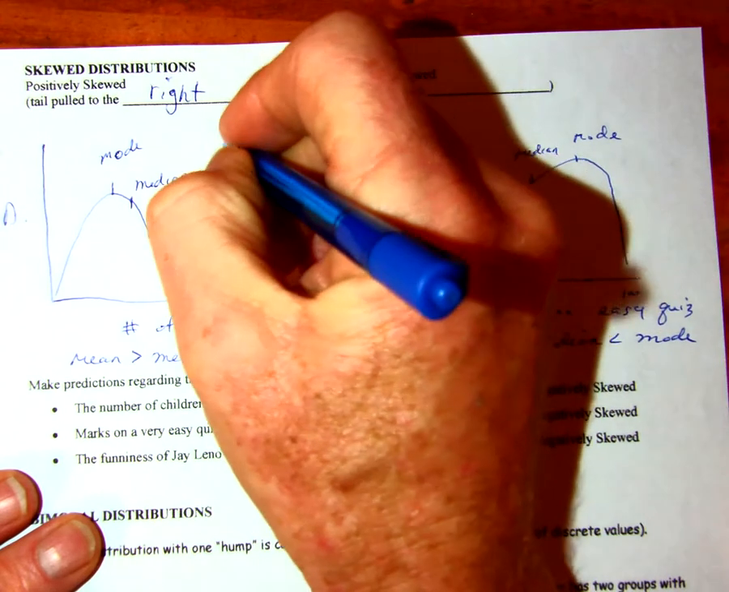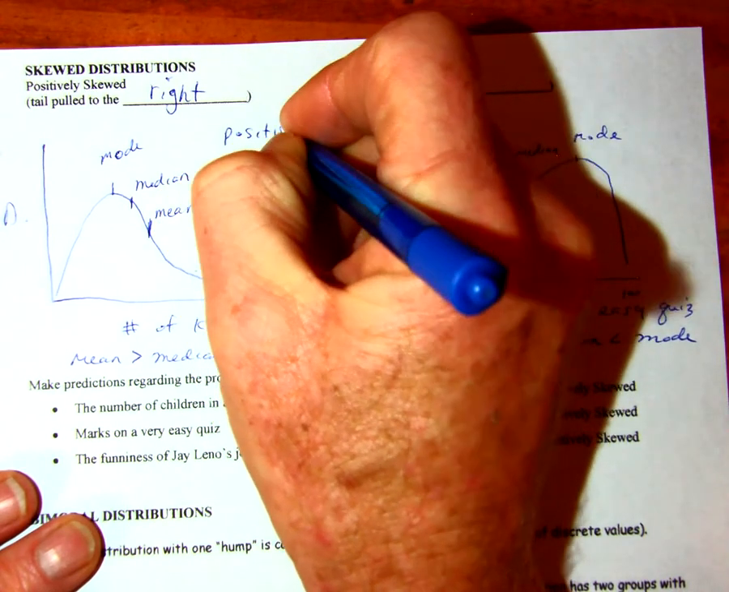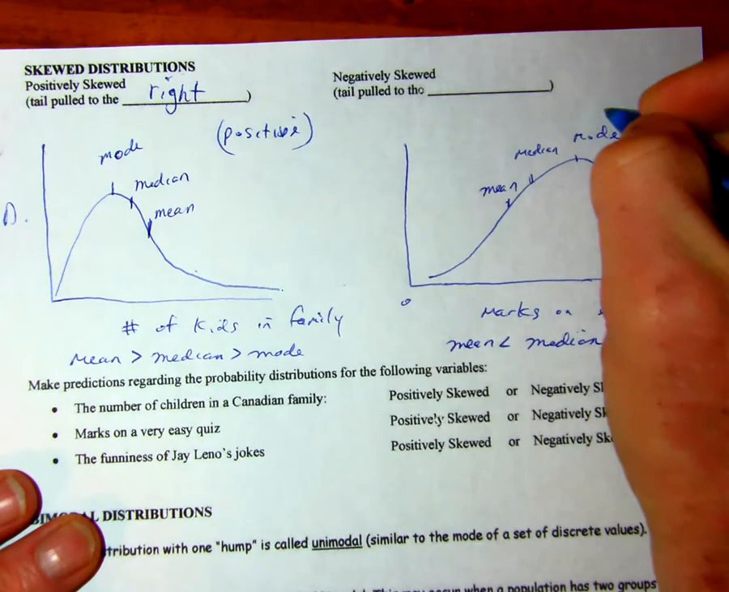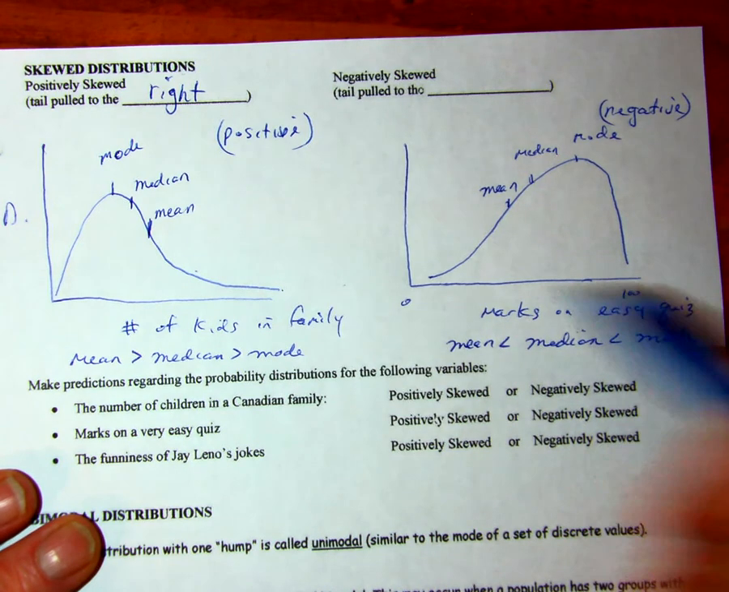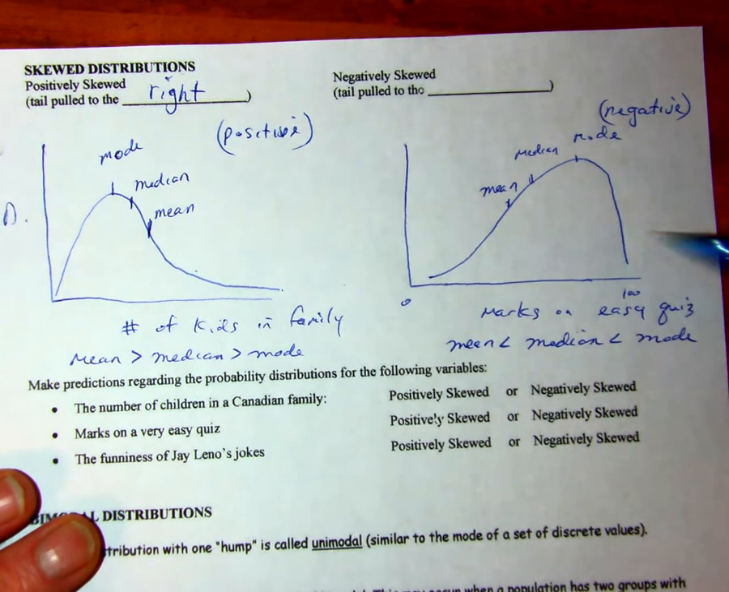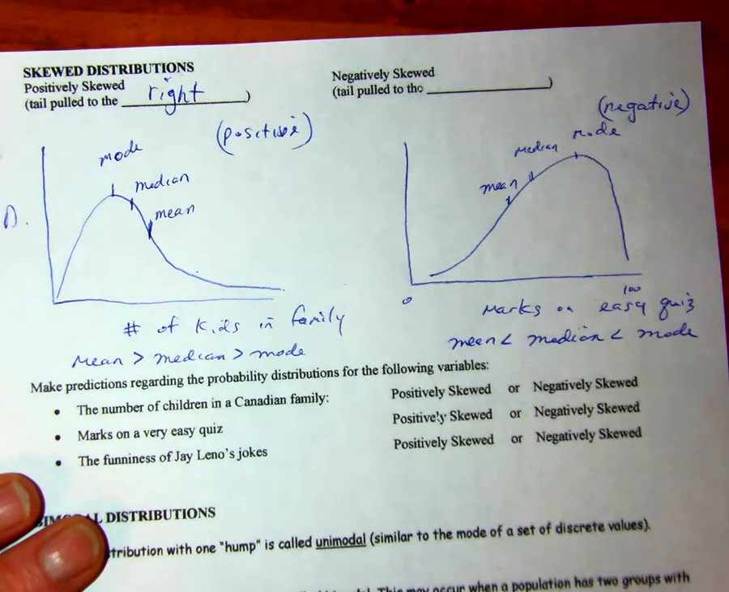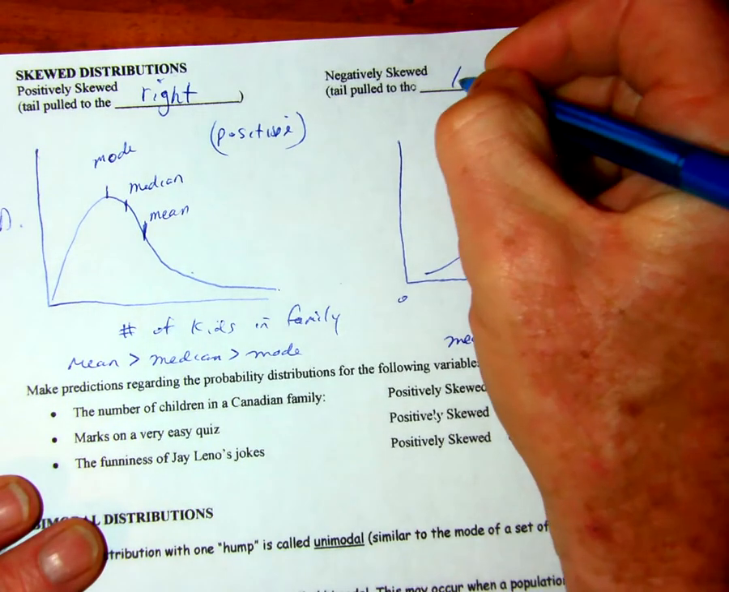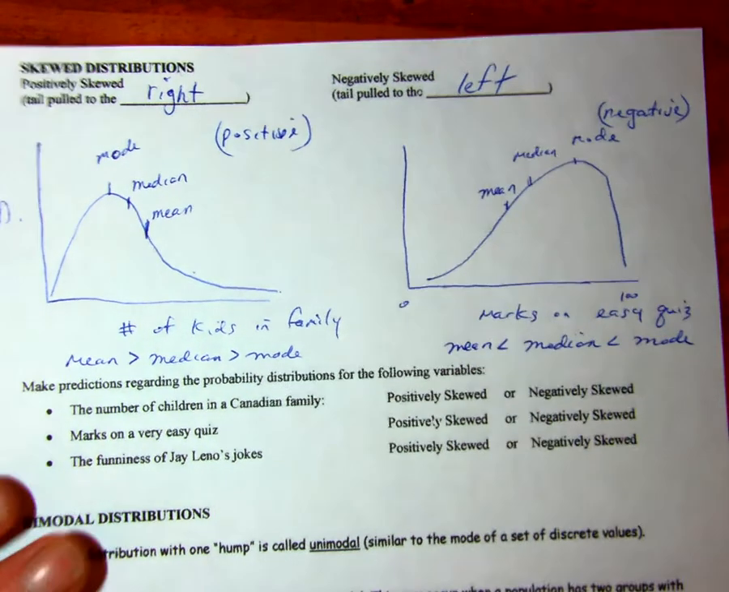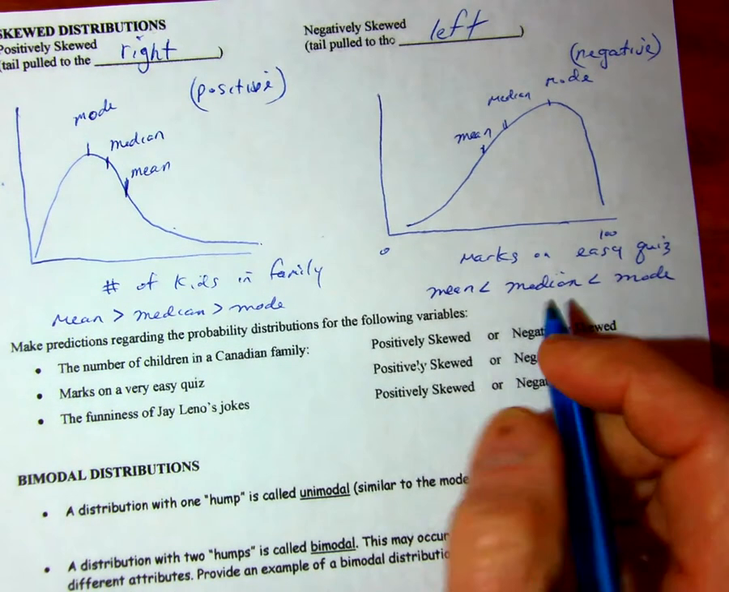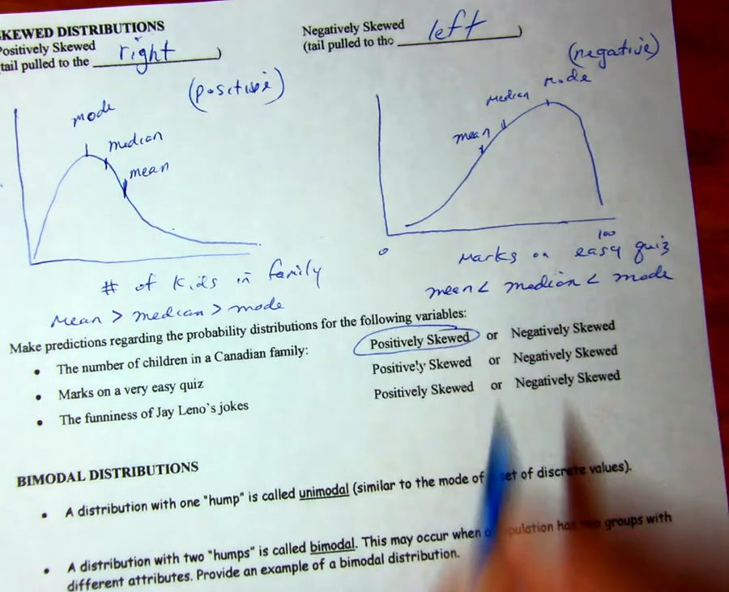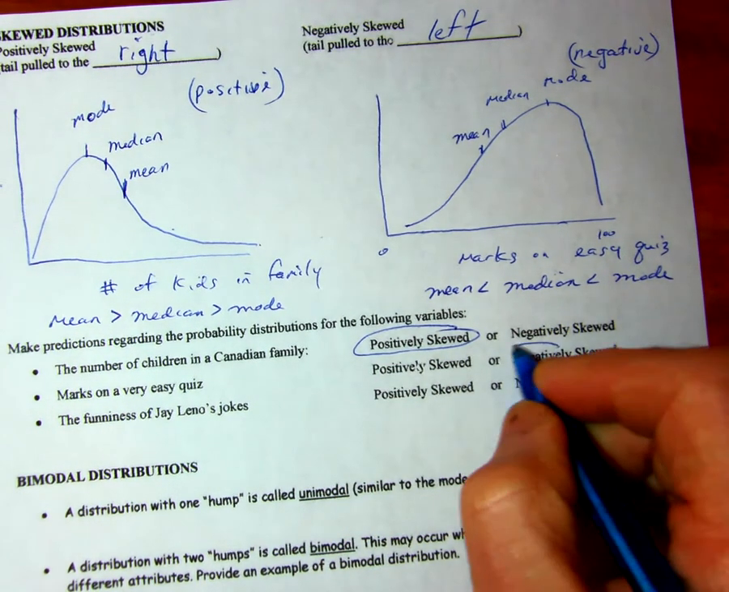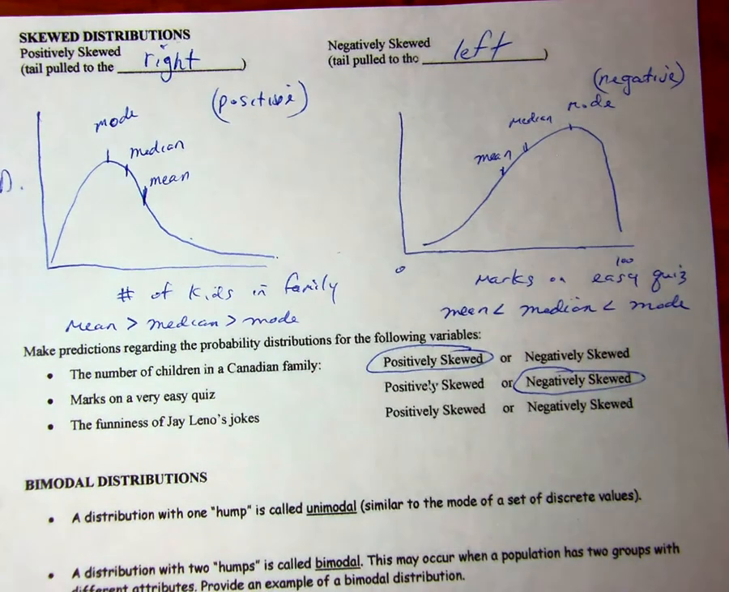So this is positive, and this is negative. Why is it negative? Because the tail is in the negative direction. The mean is skewed in the negative direction, and this tail is pulled to the left. All right. So what did we say? We said number of kids in a Canadian family is positively skewed. Marks on a very easy quiz is negatively skewed.